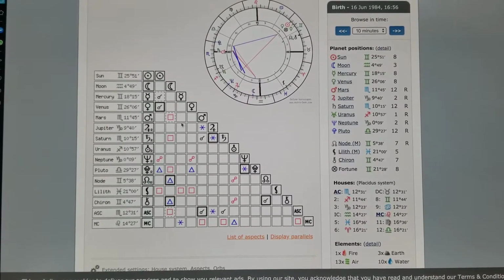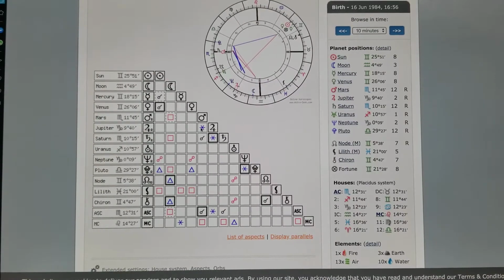So I'm going to go again over them. The square, 90 degrees, bad angle. Opposition, 180 degrees, bad angle. A trine, 120 degrees, good angle. And a sextile is 60 degrees. That's also a good angle.